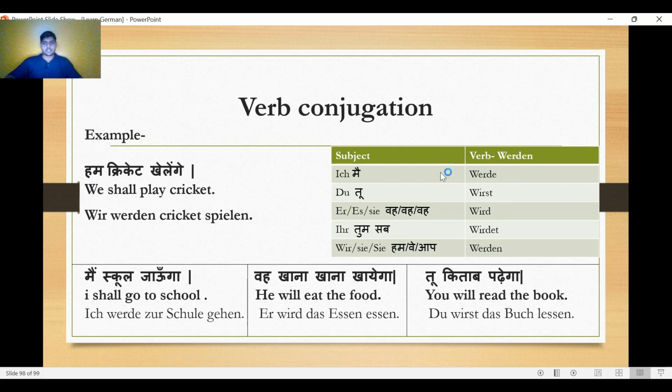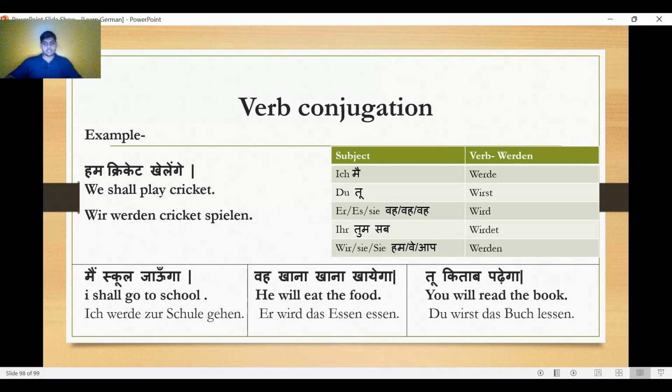If the subject is ich, at that time we will remove the -n at the end of the infinitive form of the verb and only add an -e at the end, as we usually do in verb conjugation of sentences in German. So here, if the subject is ich, at that time we use werde. If the subject is du, that time wirst. If the subject is er, as he, that time it is wird.